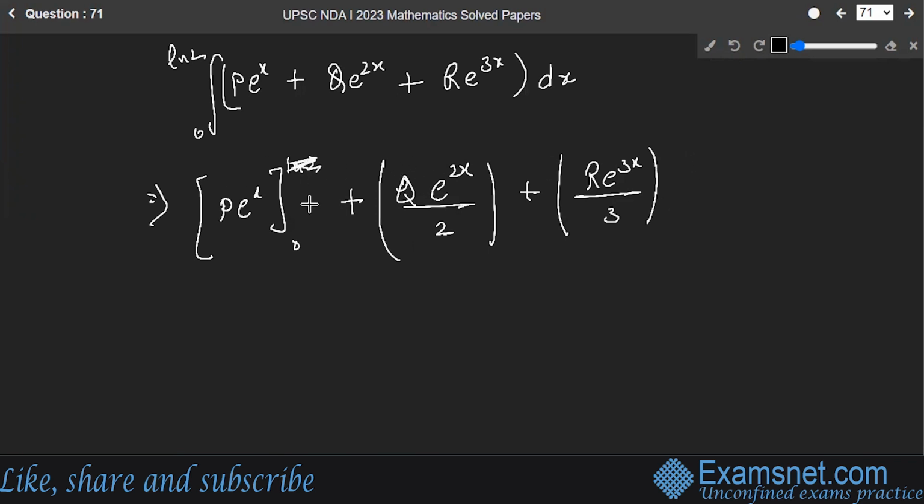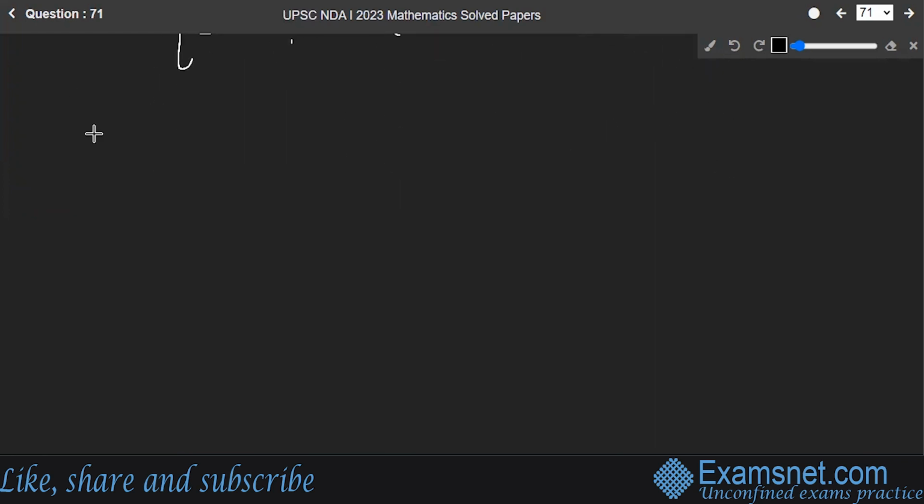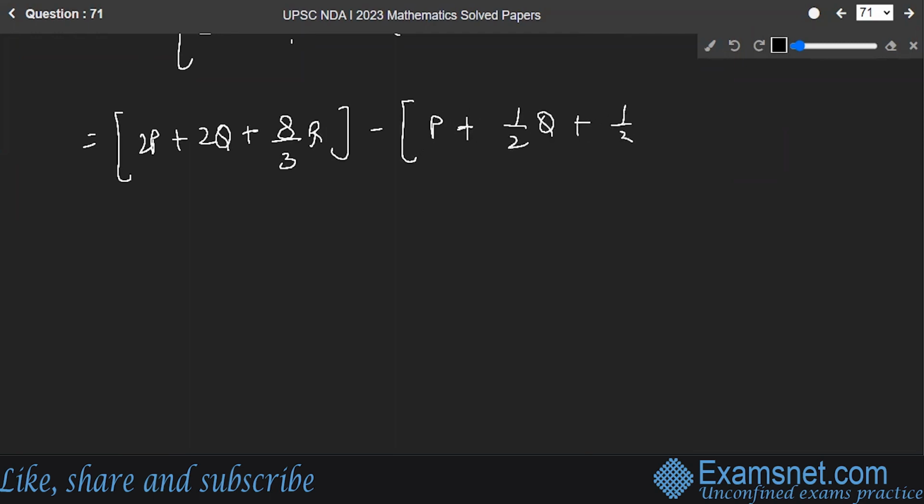So I'll write down the limits instead of writing them separately. I will write down the limits from here to here. Now let's put the limits. You will have 2p plus 2q plus 8 upon 3r minus p plus half of q plus 1 by 3r. This is equal to 11. Right. So let's solve it. This is p plus 3 by 2 q plus 7 by 3 r is equal to 11.